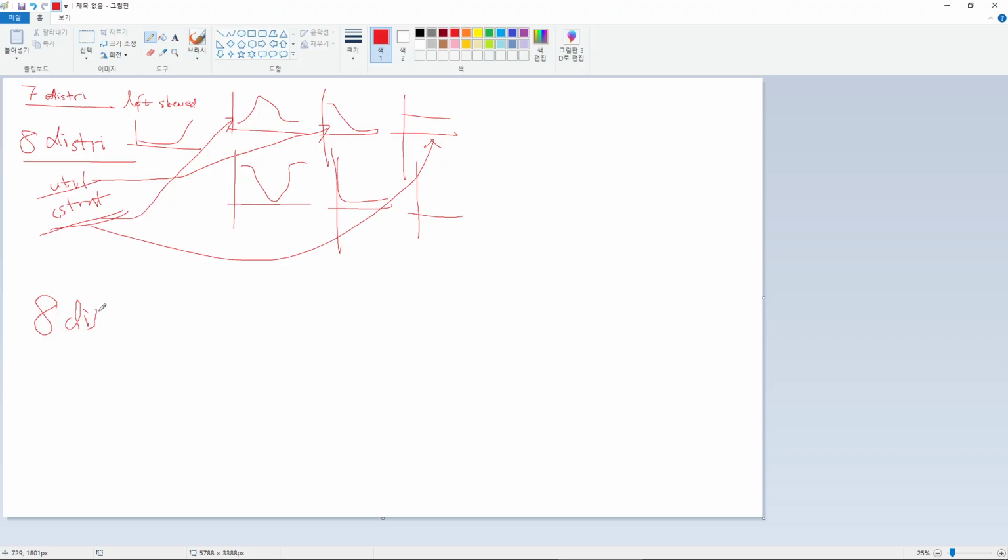And now that I have 8 distributions in total, all the products are 8 by 8, which is 64. I know I could just exclude the ones where the same distribution is used for these 2 sets of values, because I've done that so many times.